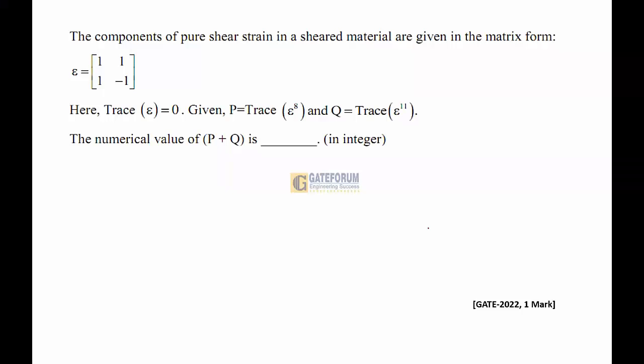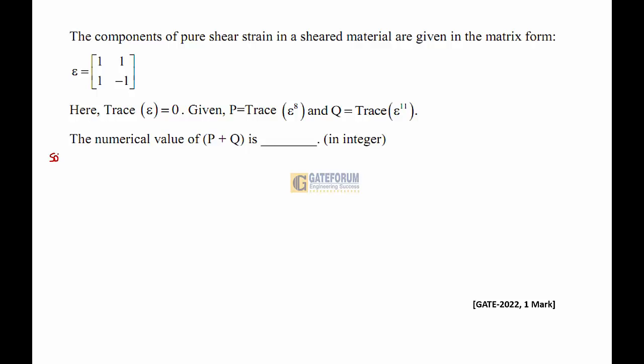The question: the components of pure shear strain in a shear material are given in matrix form epsilon equals the 2 by 2 matrix [1, 1; 1, minus 1]. Here trace epsilon is equal to 0. Given P is equal to trace of epsilon power 8 and Q is equal to trace of epsilon power 11, the numerical value of P plus Q is? This question is from engineering mathematics, from the topic linear algebra, eigenvalues.